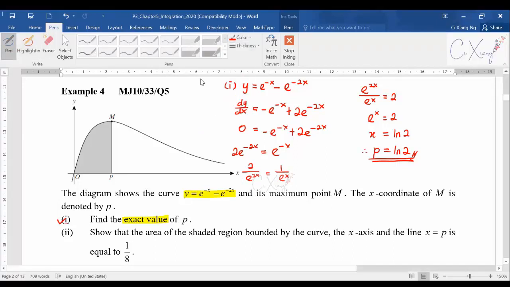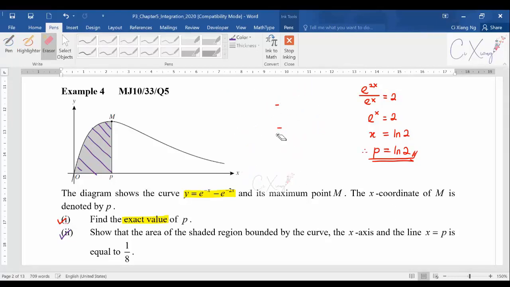Alright. Okay, then next, for part number 2, they want you to show that the area of the shaded region bounded by the curve, the x-axis and the line x equals P is equal to 1 over 8. So now they actually want you to prove that the area under the graph is 1 over 8. Under the graph means that you need to do integration. All right, so let's start with the integration part.